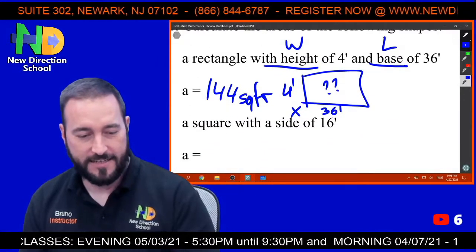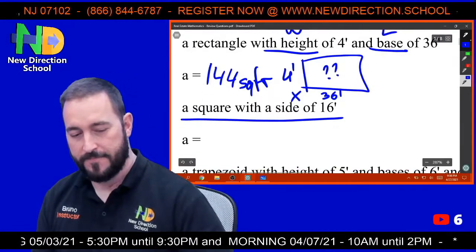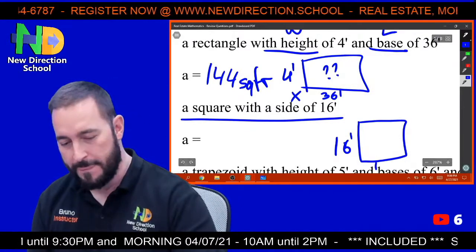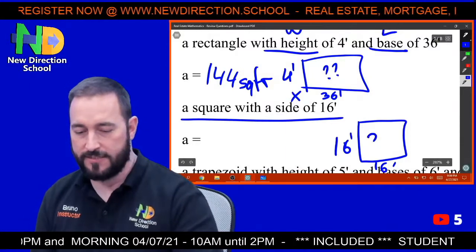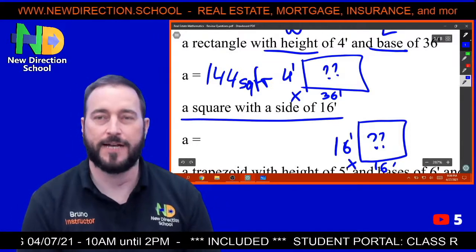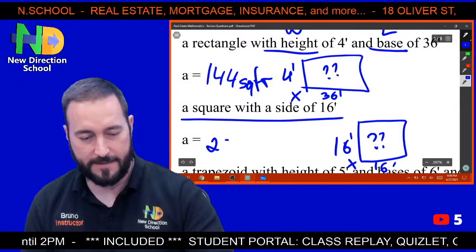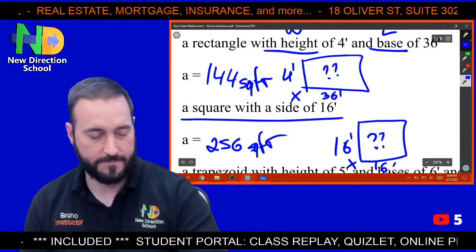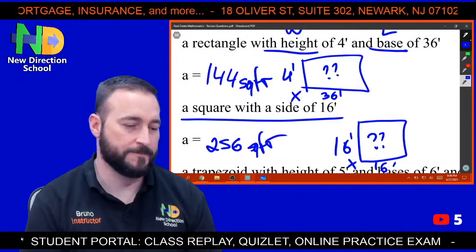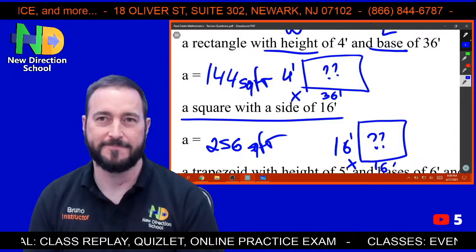Next. A square with a side of 16. What is the area? First thing we got to do is draw. If it's a square, then all sides are equal. We got 2 numbers outside. We need to figure out the inside number. Always figure out where the question mark goes. Multiply. Outside numbers always multiply. The answer is, I'm going to trust you guys, because I'm not calculating. 256 square feet because it's 16 times 16. It's a square. All sides are equal, supposedly.